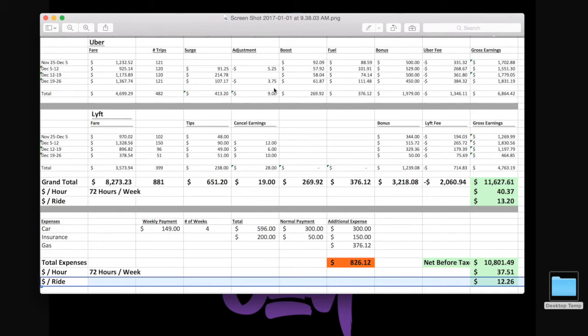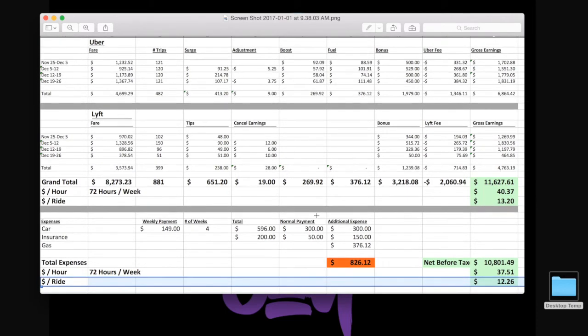This was actually deducted. So these were fares that were not actually trips that I got paid on that was taken back. This is Boost. This is something new that Uber has started to incorporate. And this is how much I paid for gas, okay, because I buy all my gas through the Uber gas card. And then bonus money right here. And then this is how much Uber got paid. And then this is the gross, okay. And I did the same thing with Lyft. When you add it all up, I grossed over $11,000. That's a per hour of $40 and a $13 per ride.